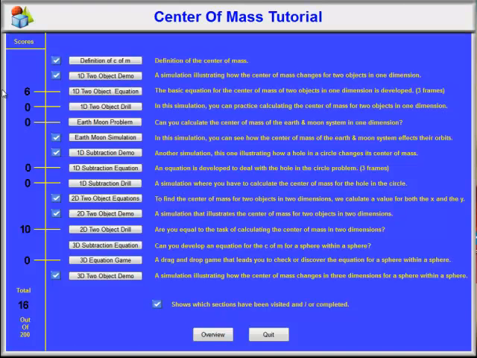So it's a fairly complete package of information and simulations for you to work through center of mass, 1D and 2D, especially calculations with your students, and extend to 3D if they have the ability to do that.